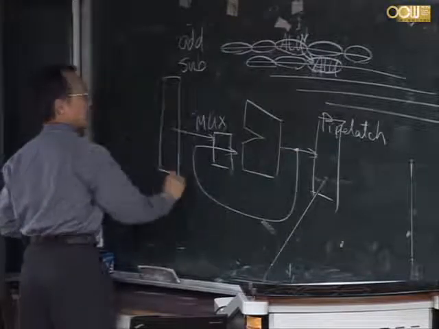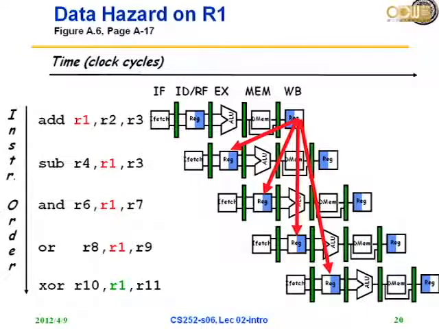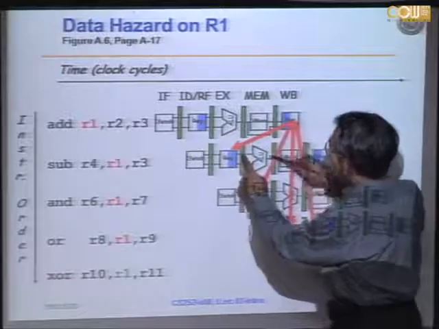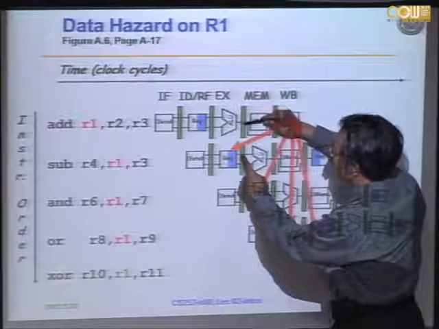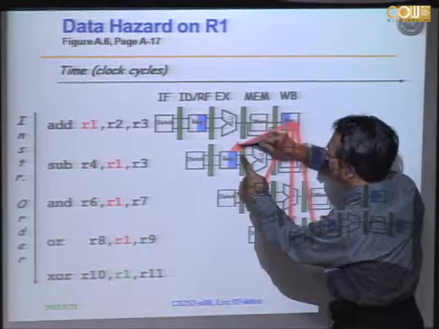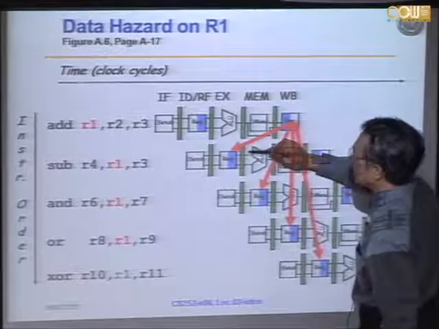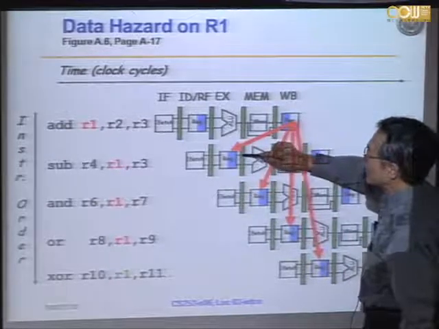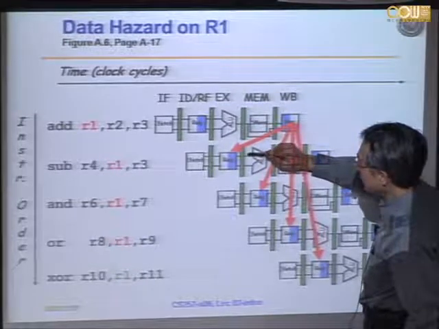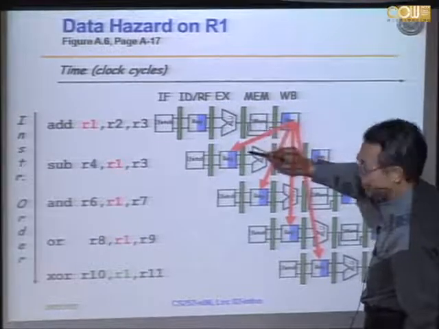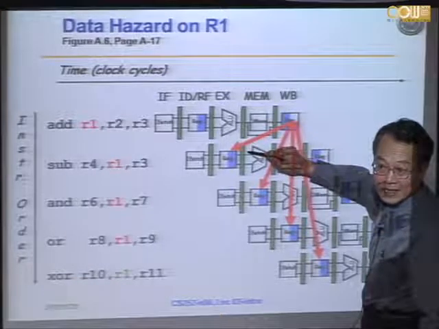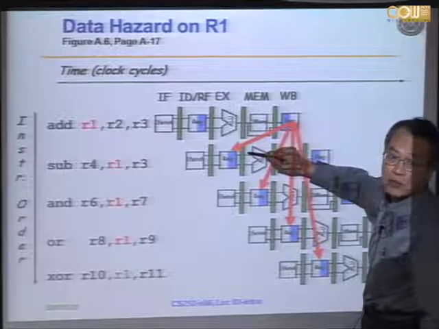Okay? And in this case, R1 is read out from the register file, and we know that this value is out of date, right? Because a new value has been generated from the ALU output here. So why don't we feed this ALU output also to this ALU input and use a mux to select between the stale data or the newly generated data from this ALU output? Okay? This is called data forwarding.